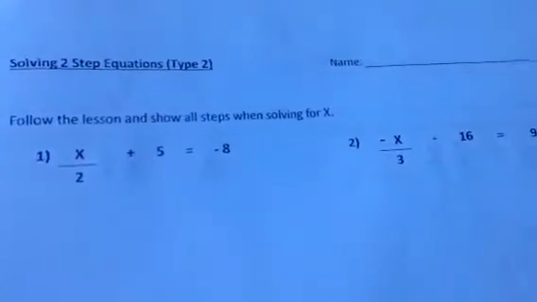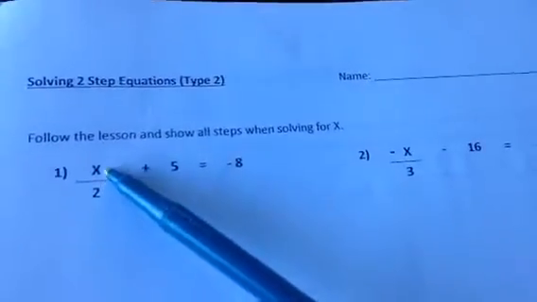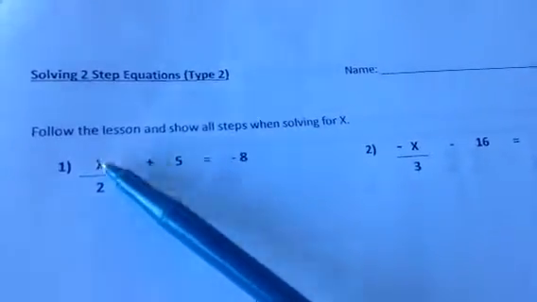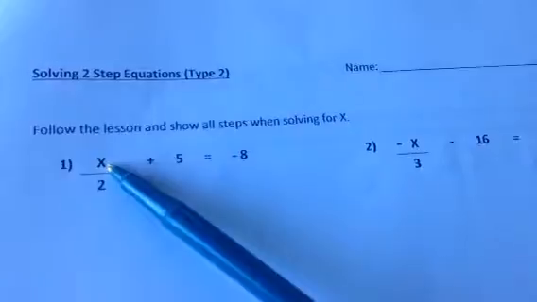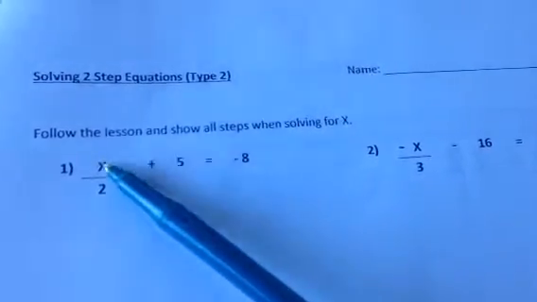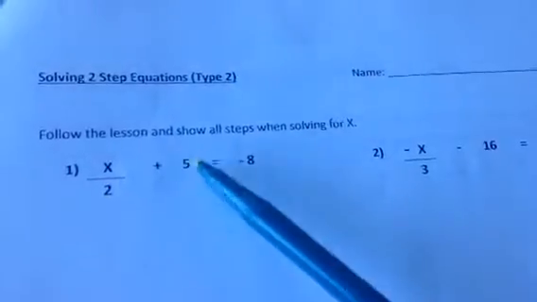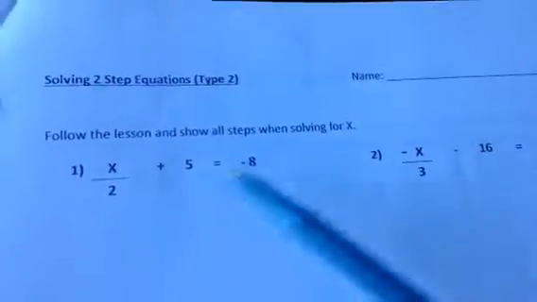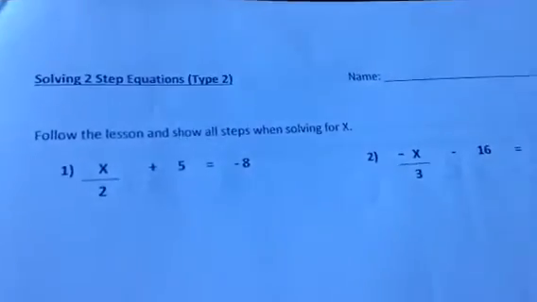This is what type 2 looks like. You have an x, but in type 1, it was 3x or negative 4x. There was a number in front of the x. In type 2, there's a number below the x, so it means division. So x divided by 2, plus a number equals another number. And again, they can be in a different order, but that's what type 2 looks like.